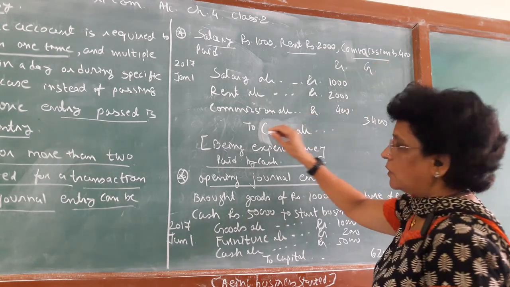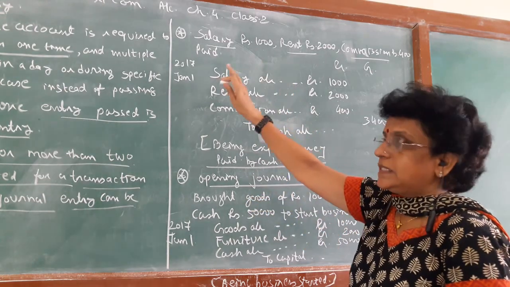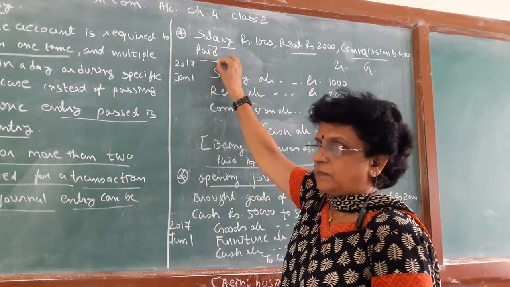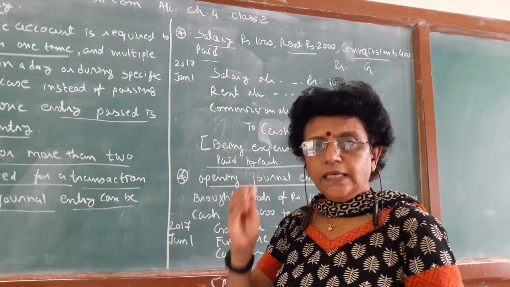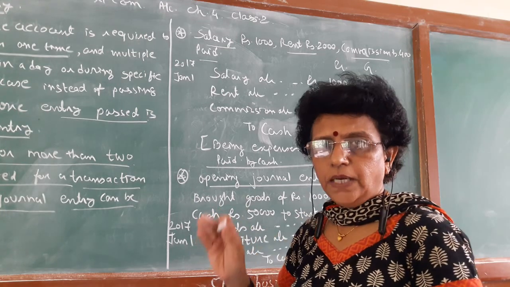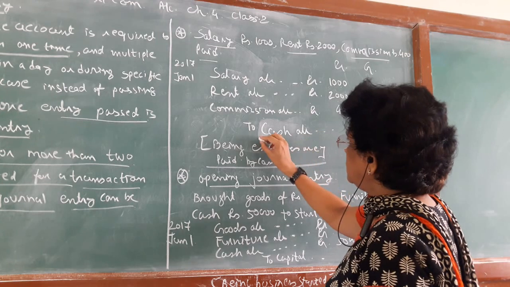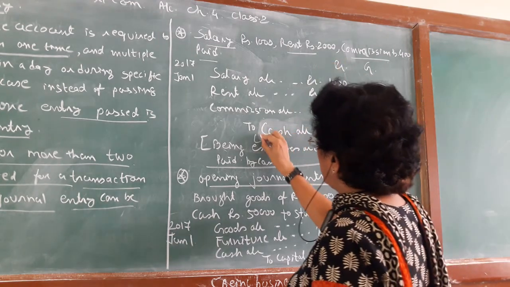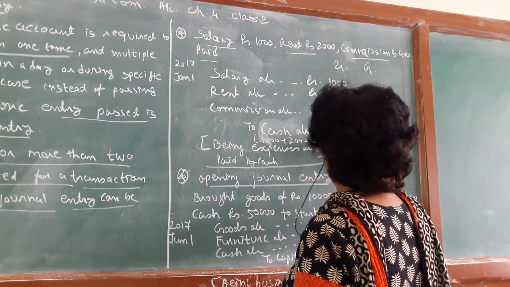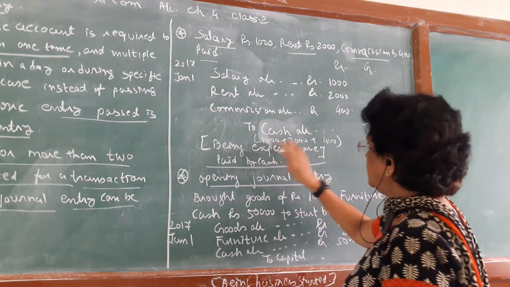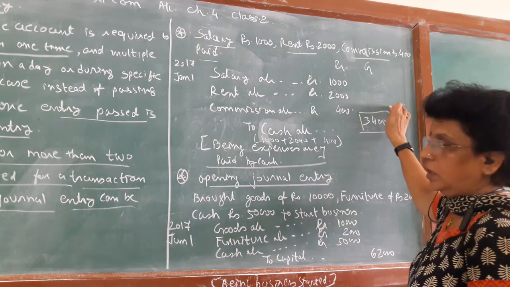To cash account, because all of it was paid by cash. Nothing is said, only the word paid is mentioned. There is no indication of a check or a bank, so it is understood that you have paid by cash. So to cash account. Now the cash account is the summation of all. How much? 1000 plus 2000 plus 400, so the total 3400 is in the credit column.